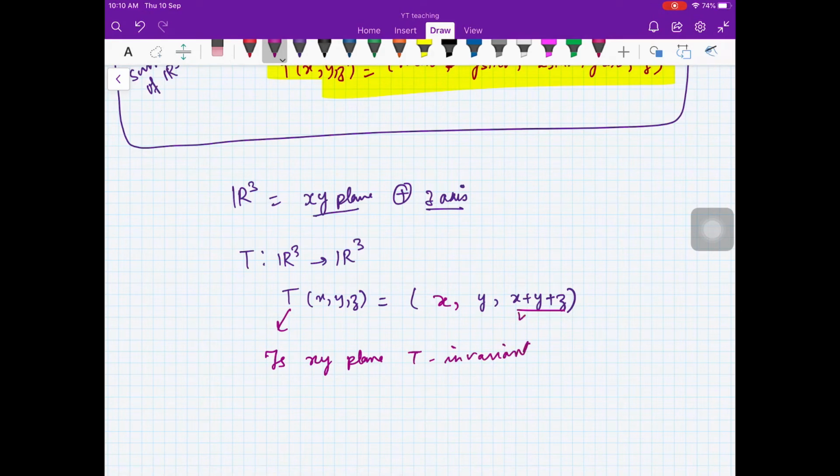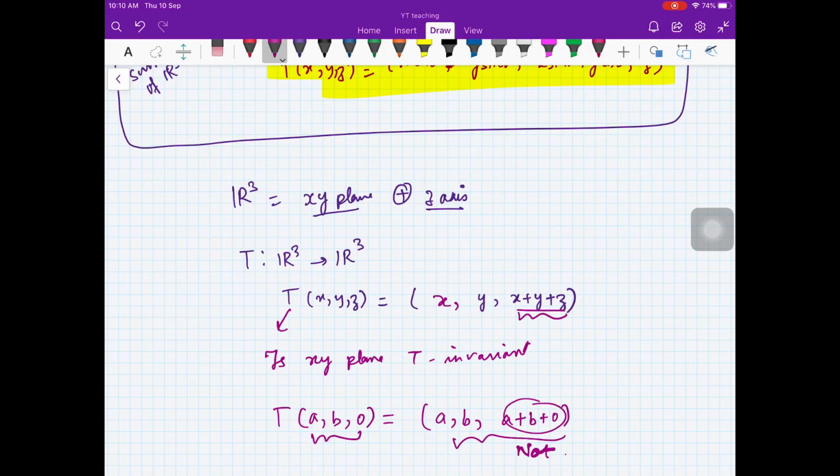Why? Because the third component is x plus y plus z. If I take any element (a, b, 0), which is a typical element of the xy plane, with that component 0, that will go to (a, b, a plus b plus 0). So this is not in the xy plane because the third component is non-zero. So the xy plane is not T invariant.